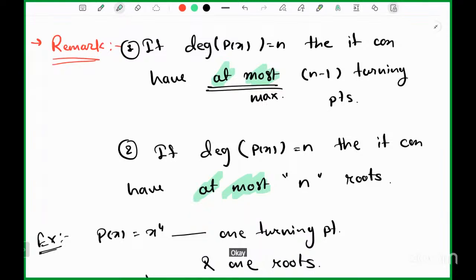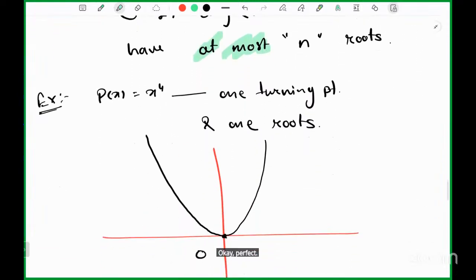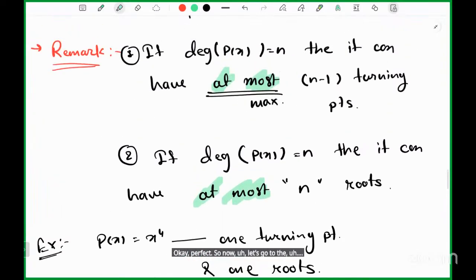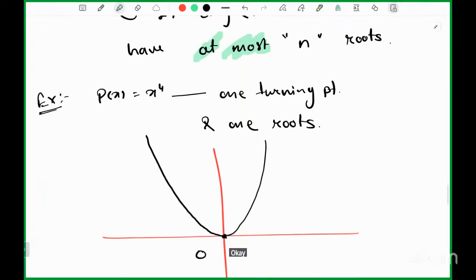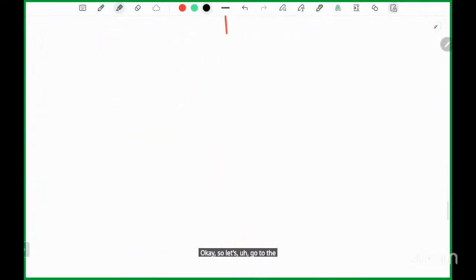Okay. So now let's go to the even and odd polynomials and their end behaviors. And after that, we will construct the graph of some polynomials. Okay, because that's the important thing. You should know how to construct the rough graph of any polynomial if the polynomial is given in the factored form. Okay, so let's go to the even and odd polynomials.